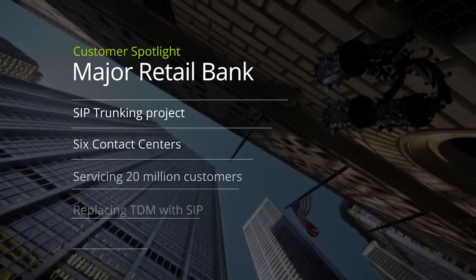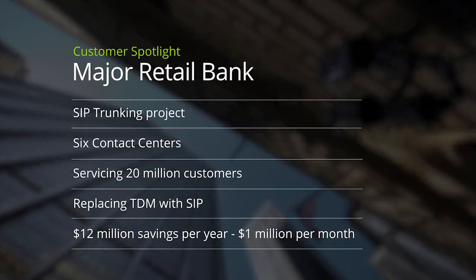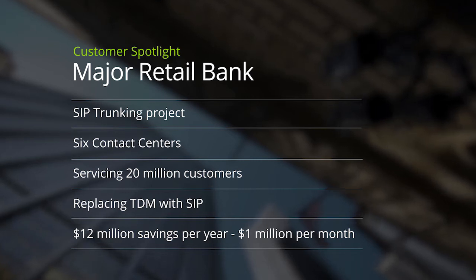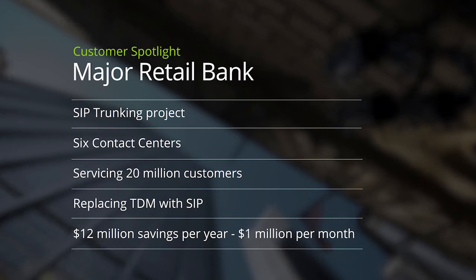By way of example, one of our customers, a major retail bank, was embarking on a SIP trunking project for their 6 contact centers servicing their 20 million customers. They were replacing their TDM infrastructure with SIP and were poised to save more than $1 million per month. The trouble was that when they started their implementation, they had call quality issues, queues filling up, unhappy customers, as well as loss of confidence in IT. Now, as you can imagine, the new thing got the blame: the SIP trunk.